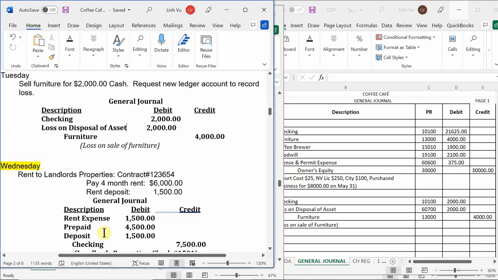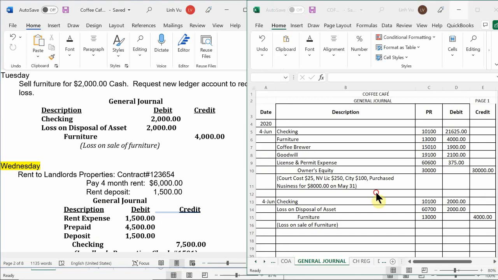We have that we must pay landlord's property, which is contract number 123654, okay? We paid them 4 months worth of rent for a total of $6,000. We also had to do a rent deposit for $1,500. So in grand total, we made a total payment of $7,500. Okay?